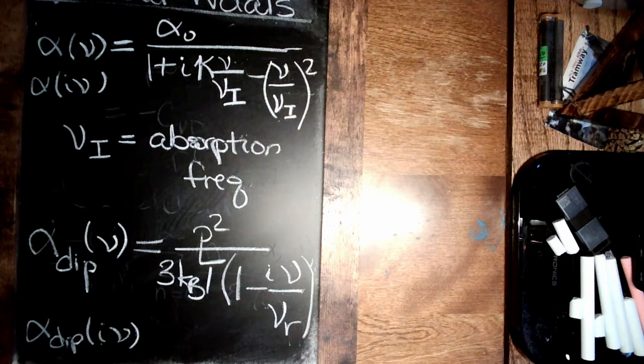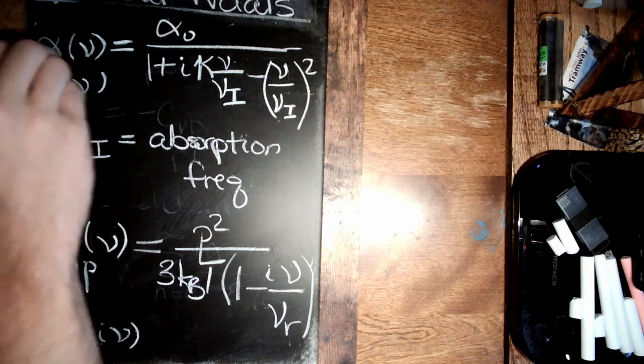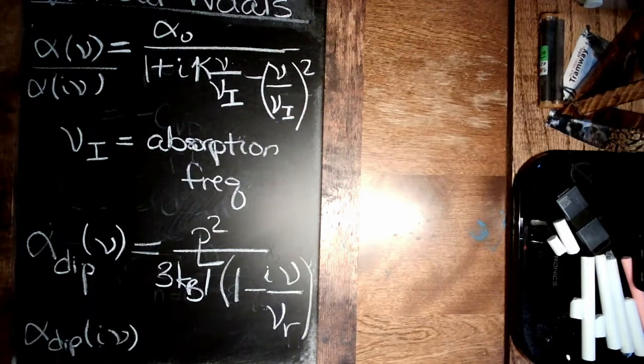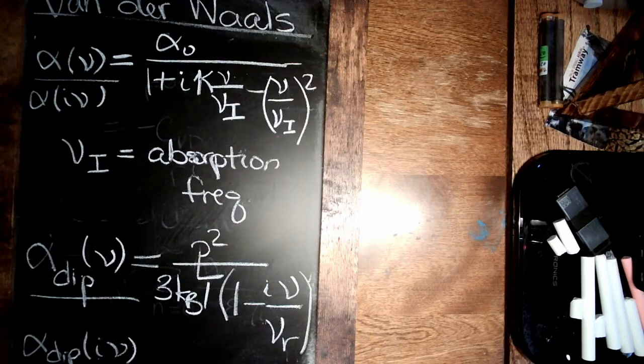So let's return. In our previous expression, we just had one alpha. What it actually is is the combination of this alpha for nonpolar objects and this alpha for a dipole. So we'll write down the total alpha right now.